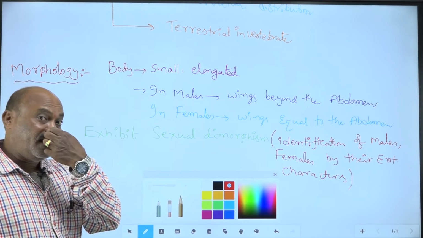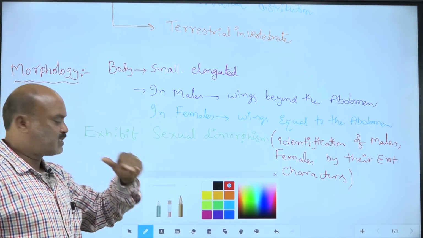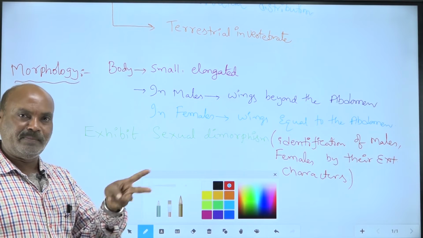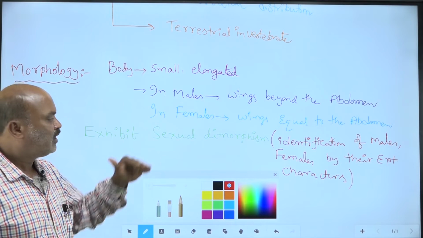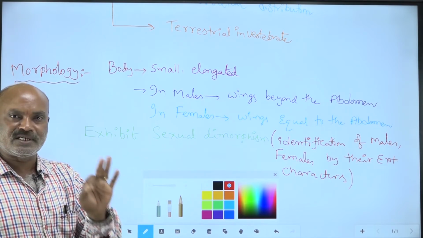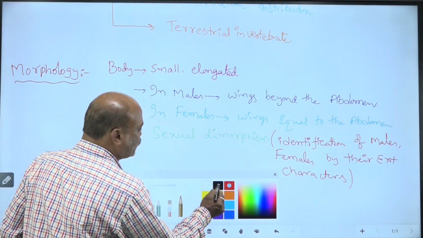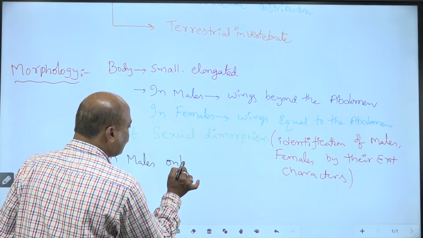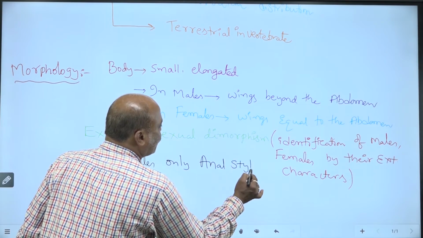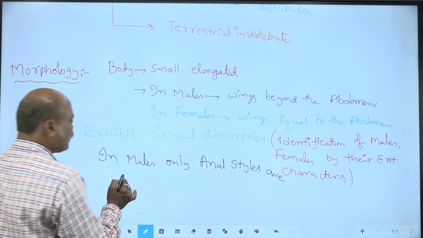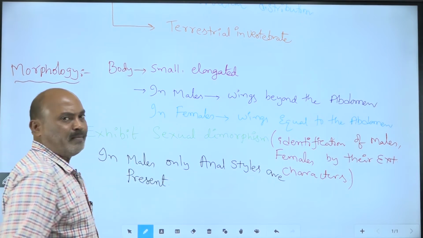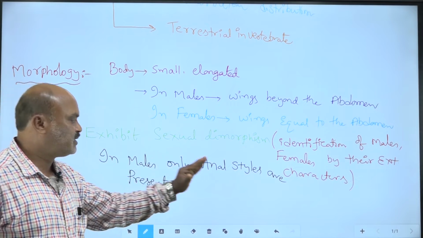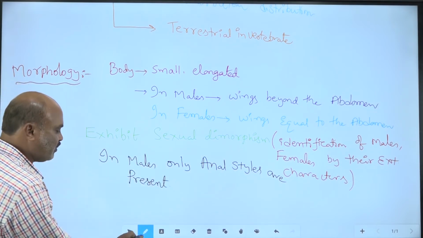In cockroach, the male is identified by, in one option anal styles, in second option anal cerci, third option three pairs of legs, and fourth option two pairs of wings. These are the four options. The correct option is the presence of anal styles. In males only, anal styles are present. These anal styles are absent in females. By having the anal styles, that is the male cockroach; the absence of anal styles is the identification of female cockroach.